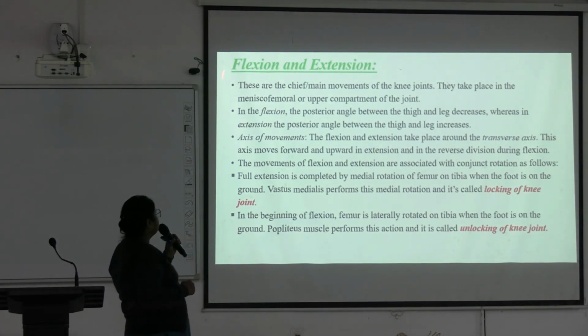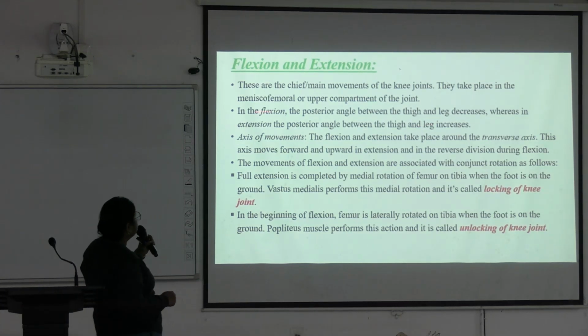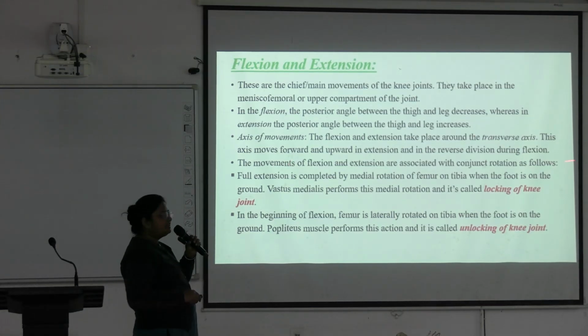During flexion, the posterior angle between the thigh and the leg decreases, whereas in extension, the posterior angle between the thigh and the leg increases. Okay, what is the axis of movement? Flexion and extension take place around the transverse axis, and this axis moves forward and upward in extension and in the reverse direction during flexion.